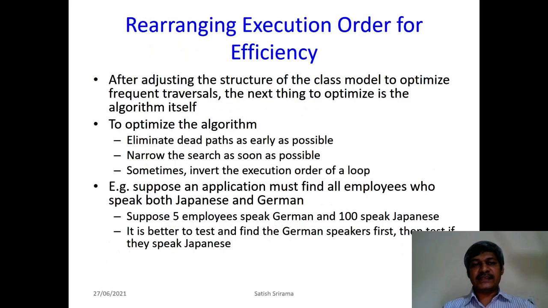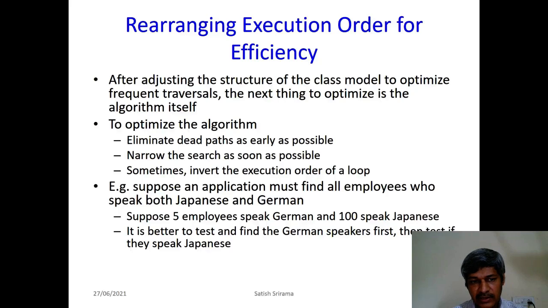Now let us move to the next step in this optimization: rearranging execution order for efficiency. Once we have adjusted the structure of the class model to optimize these frequent traversals, the next thing we should focus on is the optimization of the algorithm itself. We have already seen the operations, and we are trying to put in the algorithms as well, as part of this class design.